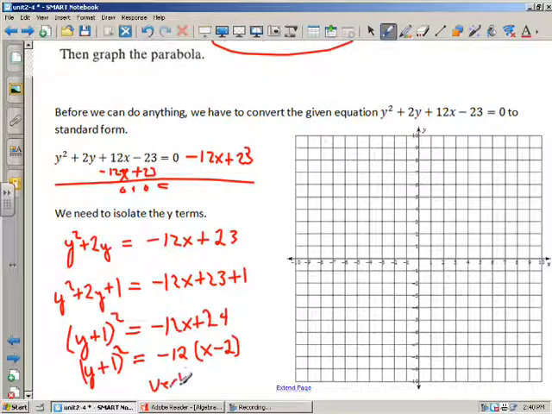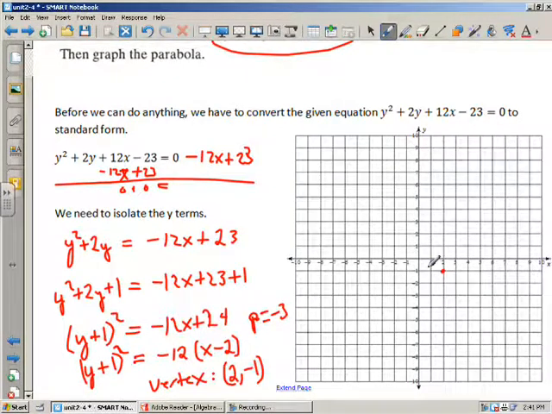Vertex. Right here I have x minus 2, so my vertex is going to be at 2, comma. Right here I've got y plus 1, so I'm at 2, negative 1. My p value is going to be negative 12 divided by 4, so that's negative 3. So I've got p equals negative 3 and a vertex of 2, negative 1. I know that p is negative, so it opens to the left because I've got y squared going on. So I'm going to go to my vertex and plot it. I've got 2, negative 1.